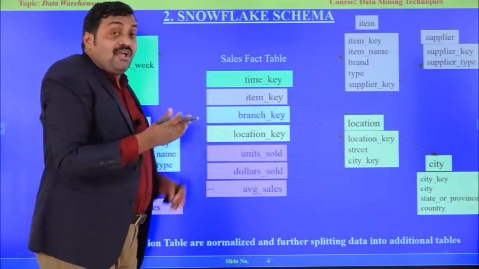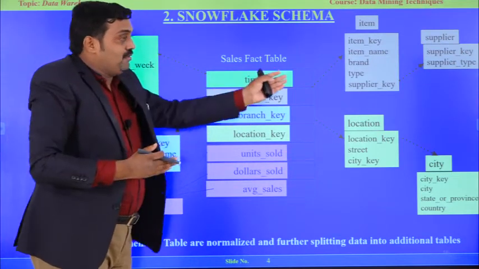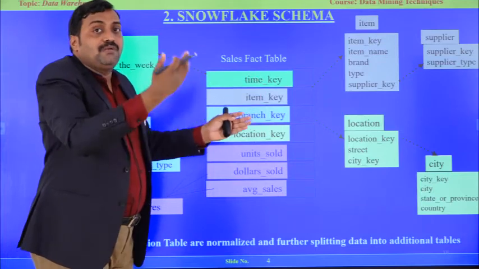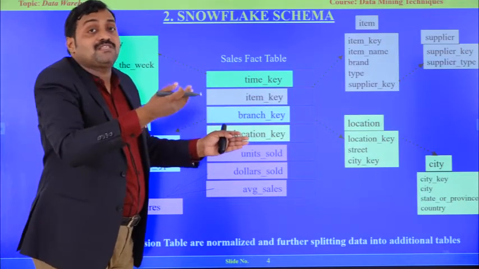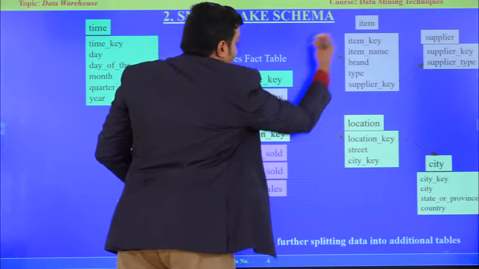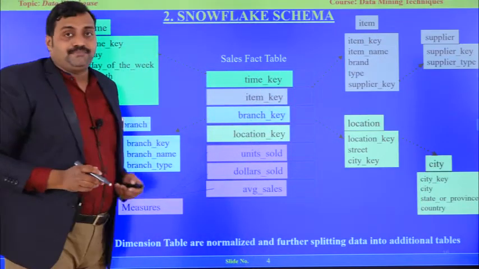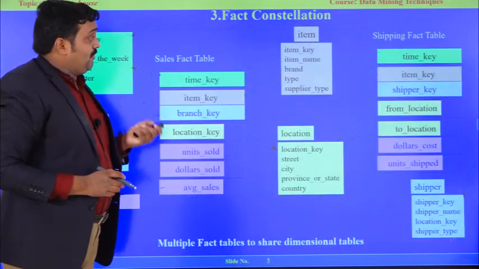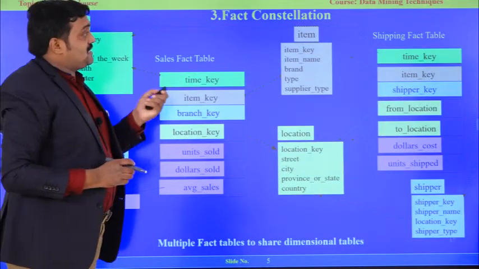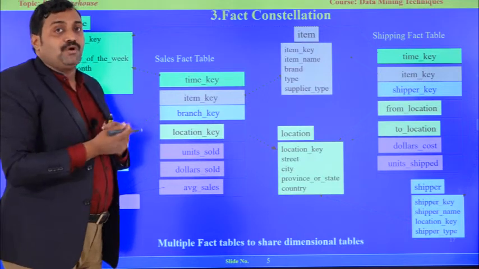So like this, we are going to split the dimension table into multiple additional tables to minimize the process. Again, all together with the fact table. This is what the snowflake schema is.